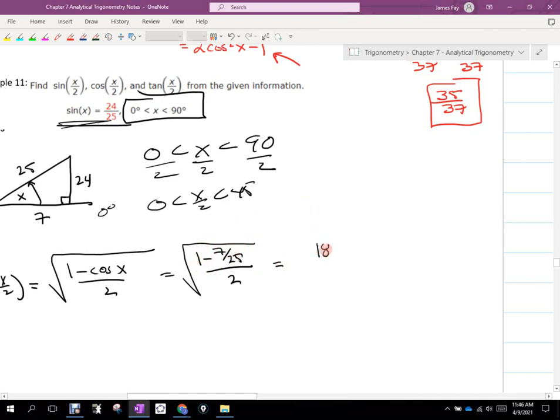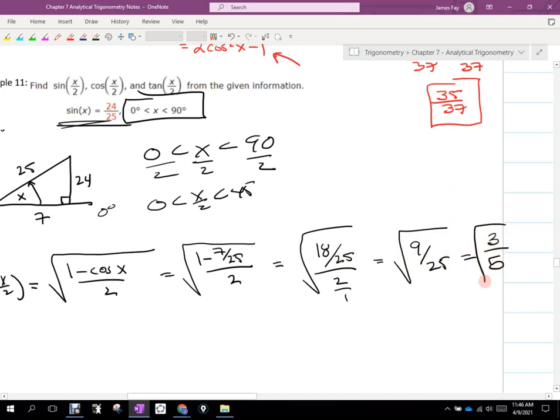So 18/25 all over 2 underneath my radical, right? Multiplied by the reciprocal of that 2, the 2 and the 18 will cancel, and I get 9/25 underneath. And what's that turn into? 3/5, right? Is that a much cleaner result than leaving it as that? And that won't always happen, but that's a purpose.